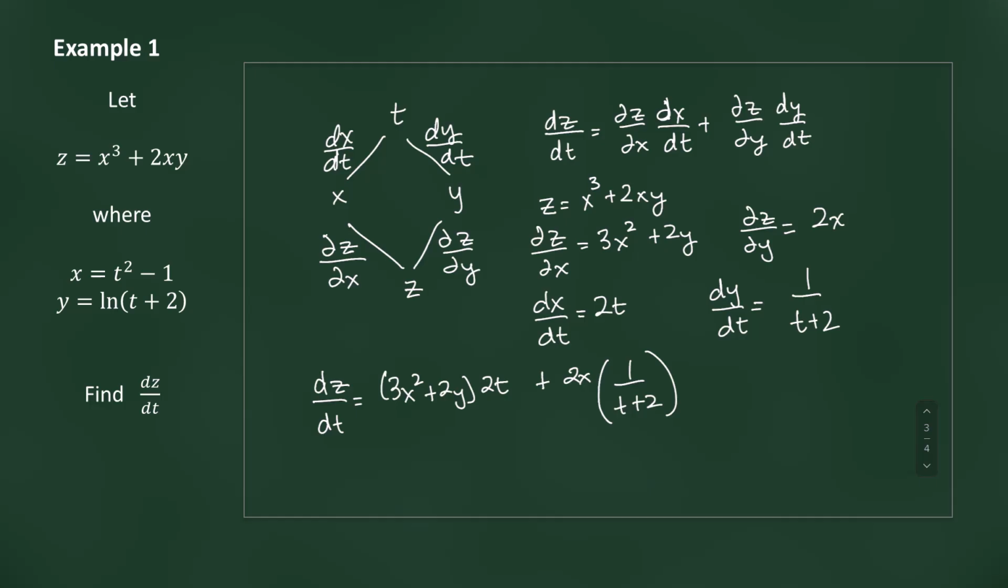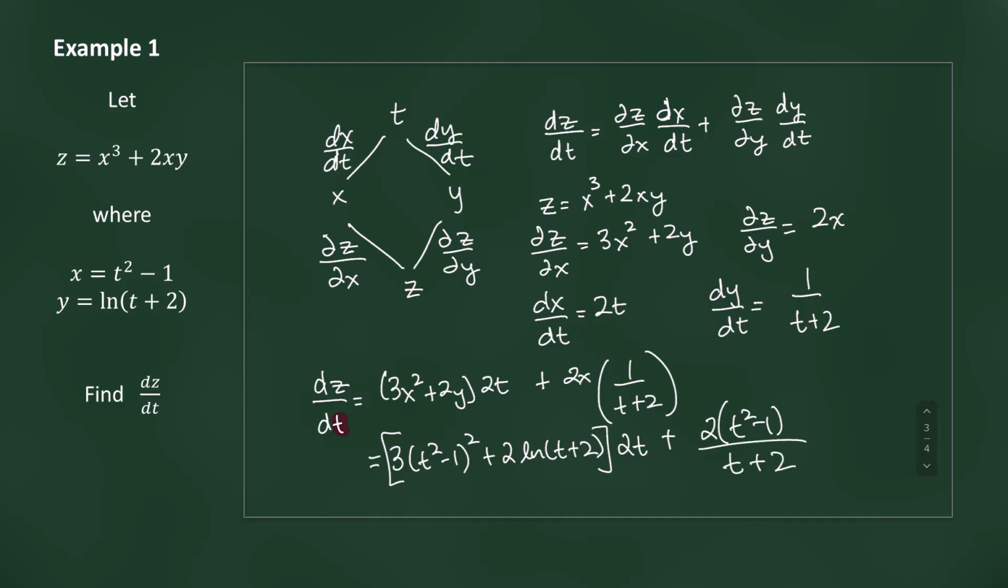But we're looking for a function that is with respect to t, so we're going to now swap out all of our x's and y's. So x was equal to t squared minus 1, so we get 3 times (t squared minus 1) all squared, plus 2 times y, which is natural log of t plus 2, all times 2t, plus, now we replace the x again, 2 times (t squared minus 1), all over t plus 2. And there might be some more simplification there, but we're going to leave it in that form for now.